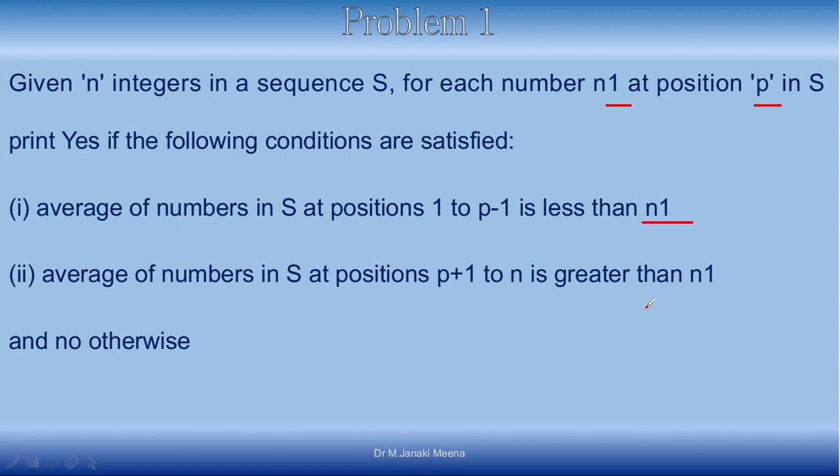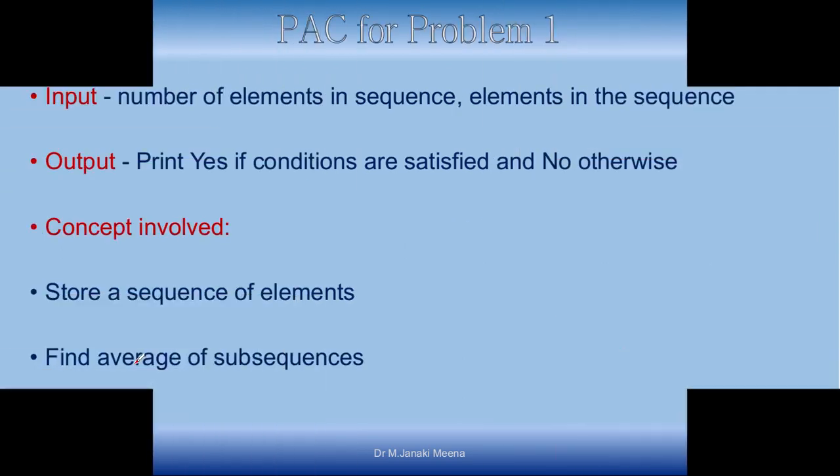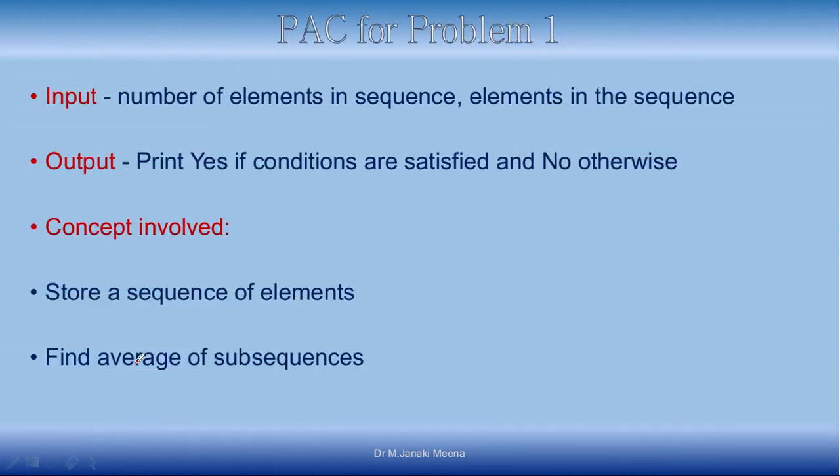You are going to print yes if both these conditions are satisfied, and you are going to print no otherwise. So when you look at the PSE for the problem, input is going to be the number of elements in the sequence and the elements in the sequence, and you are going to print yes if conditions are satisfied and no otherwise. So the concepts involved are you have to know how to store a sequence of elements and find the average of subsequences.